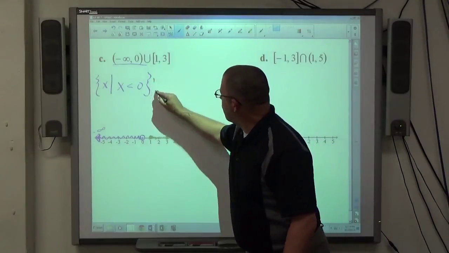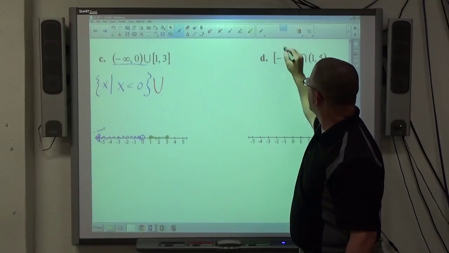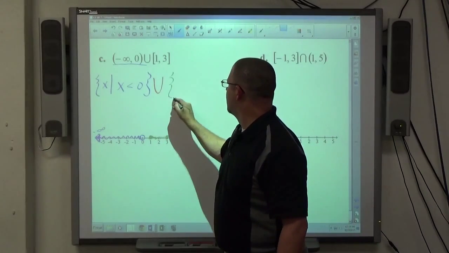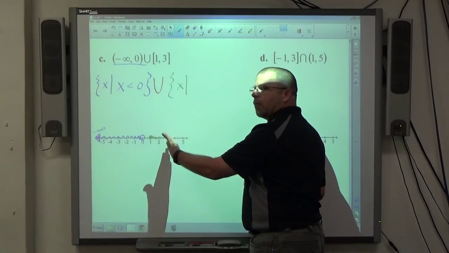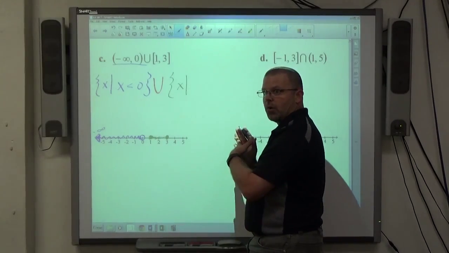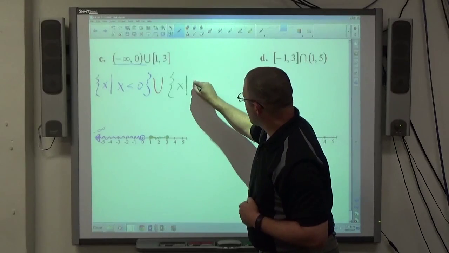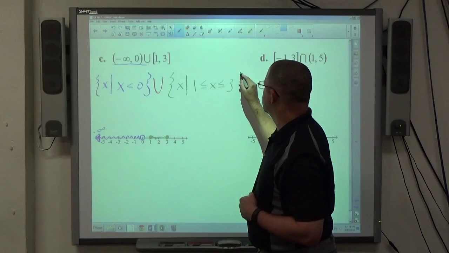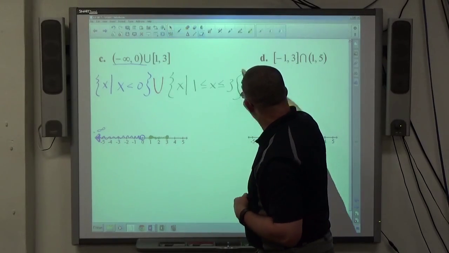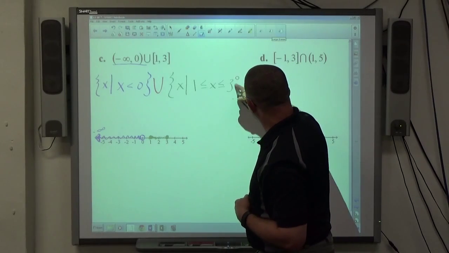I'm going to union that with the green part of the graph, which is going to be the set of X such that. Now when you start at a regular number and end at a regular number, you're going to do a compound inequality, a conjunction. You write your smallest number less than or equal to X, less than or equal to the biggest number. That right-hand set bracket should be easier to draw.